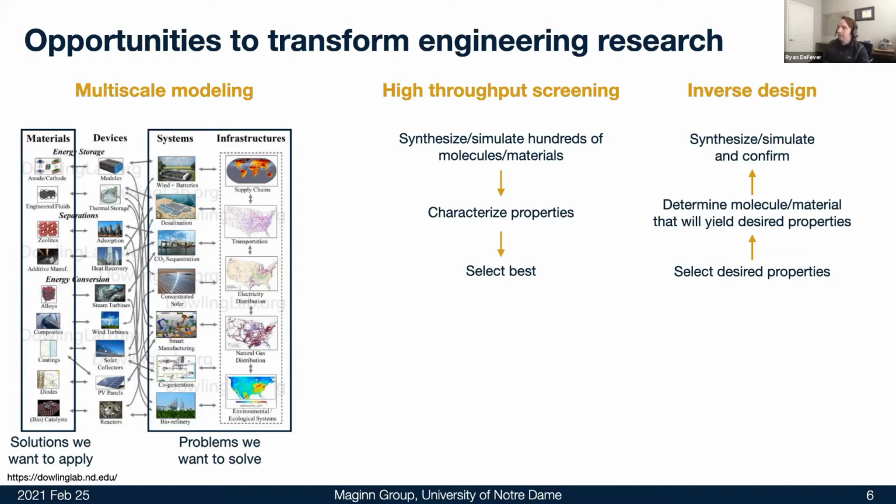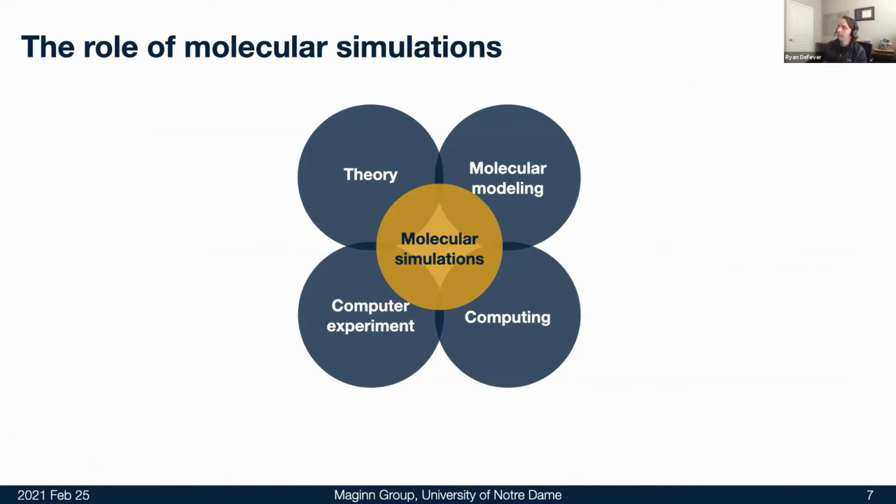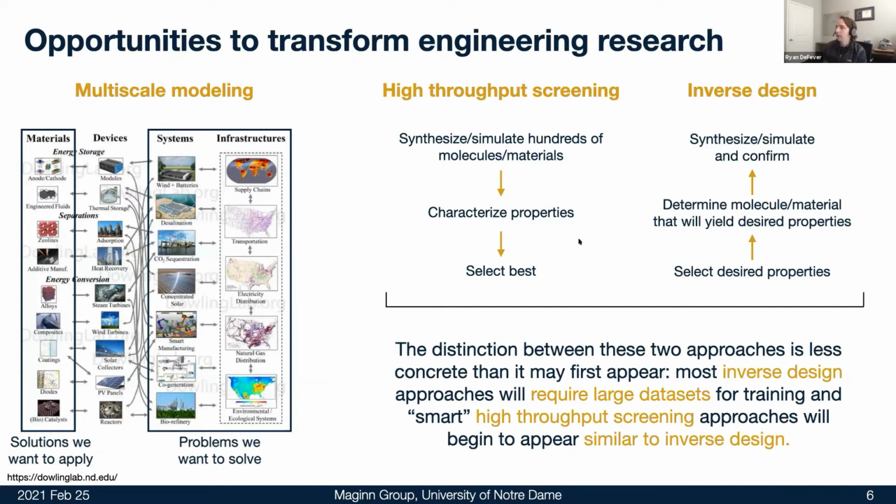Now, one thing I want to emphasize is that these 2 approaches are not as distinct as they might first appear. And this is because most inverse design approaches are going to require reasonably large data sets to train the model that's going to get you from desired property to molecular material. And most high throughput screening approaches, if you start to iterate on a high throughput screening approach or do this in a little bit more of an intelligent way, it's going to start to look very, very similar to an inverse design approach. So these 2 ideas are really ideas that can work together, and I don't think they're necessarily so distinct.